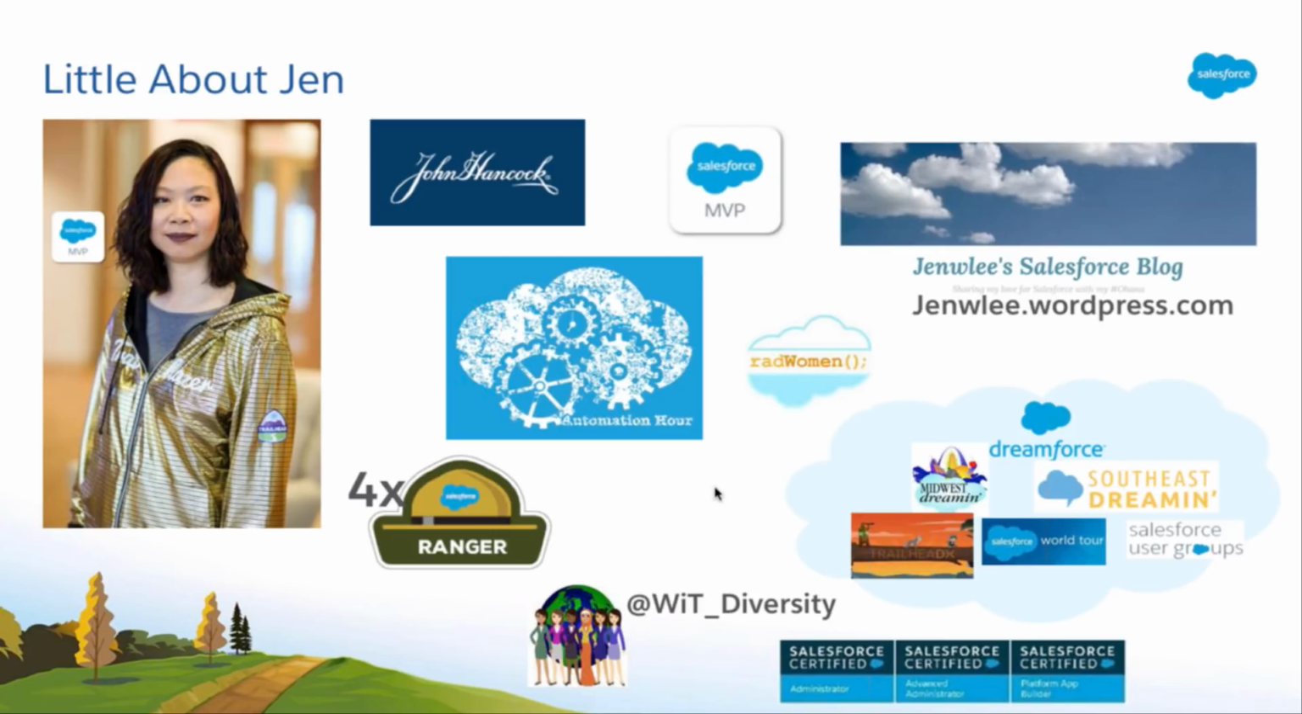All righty. So I'm Jennifer Lee. I'm a Senior Salesforce Business Consultant at John Hancock. I'm also a 3-time MVP. I blog about Salesforce at jendavidlee.wordpress.com, where I post a lot of how-tos on Process Builder and Flow, and also summaries on the upcoming Salesforce releases. I'm the co-host of Automation Hour, which I'll talk about towards the end, graduate of Rad Woman, which is Learning Development 10-week free course. I'm a 4-time Trailhead Ranger. I've spoken at multiple Salesforce and community events, including Dreamforce, and I'm the social media manager for Women in Tech Diversity. Okay, we get it, Jen. You're awesome.